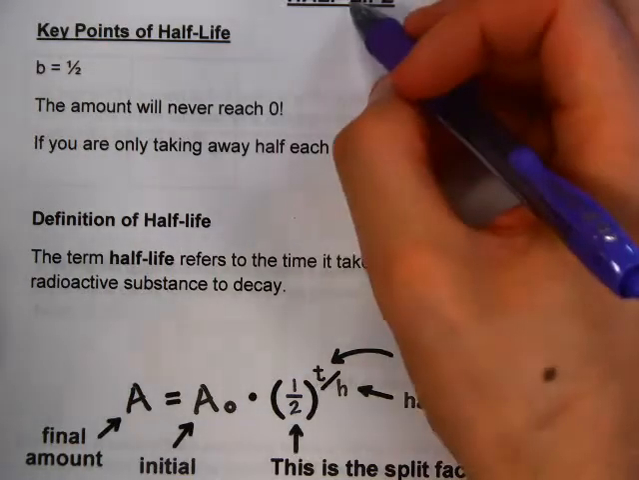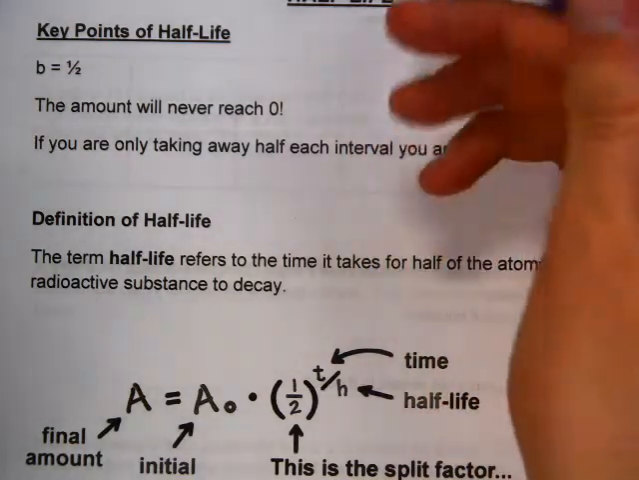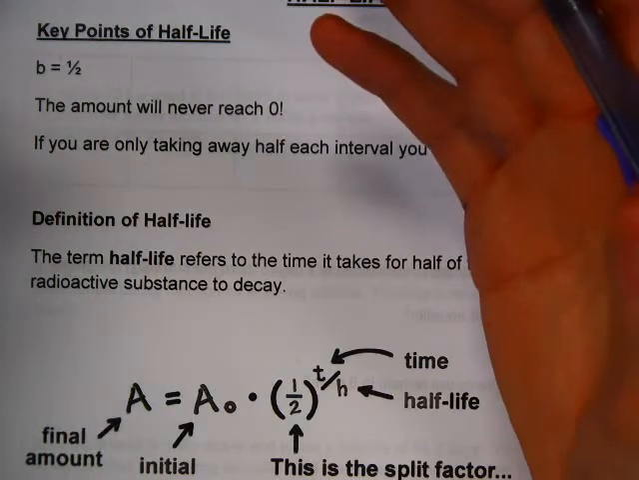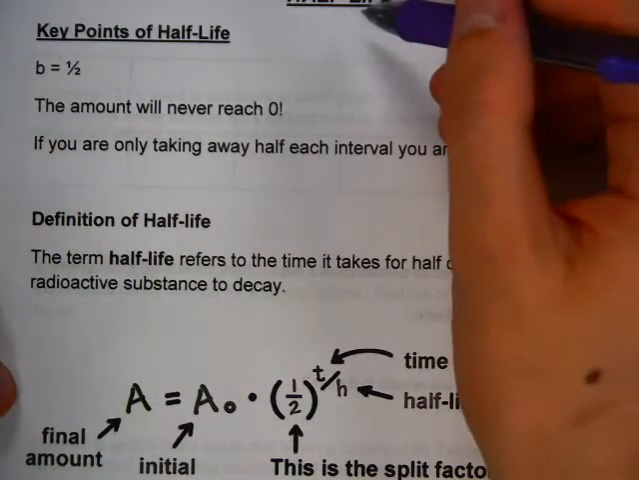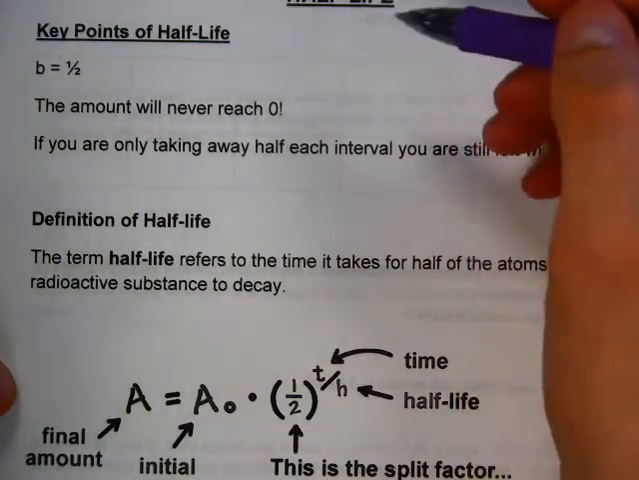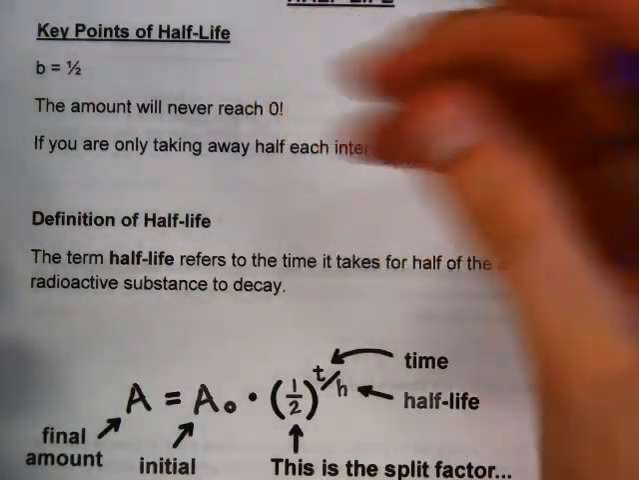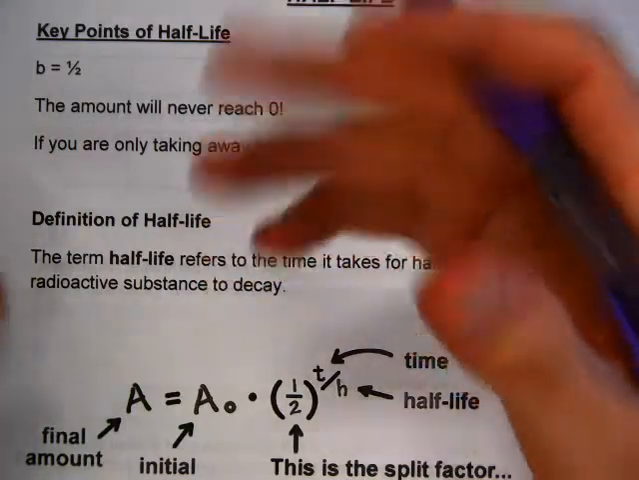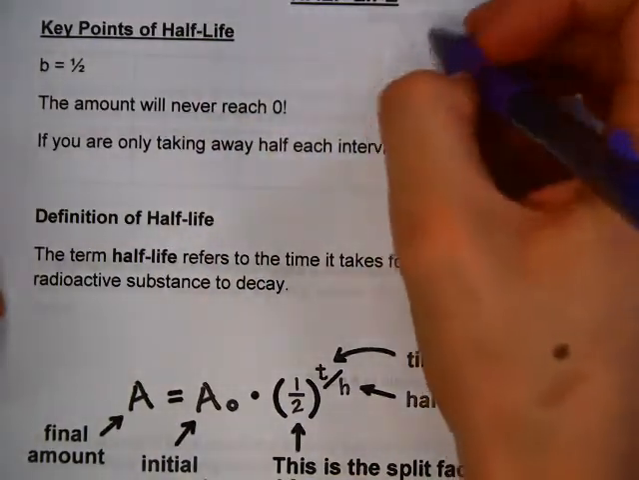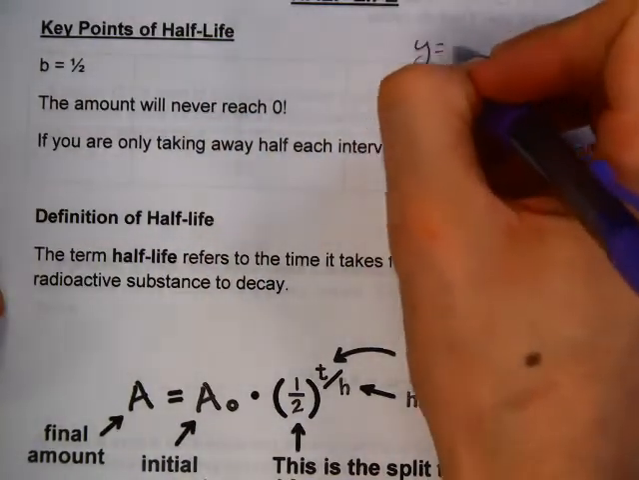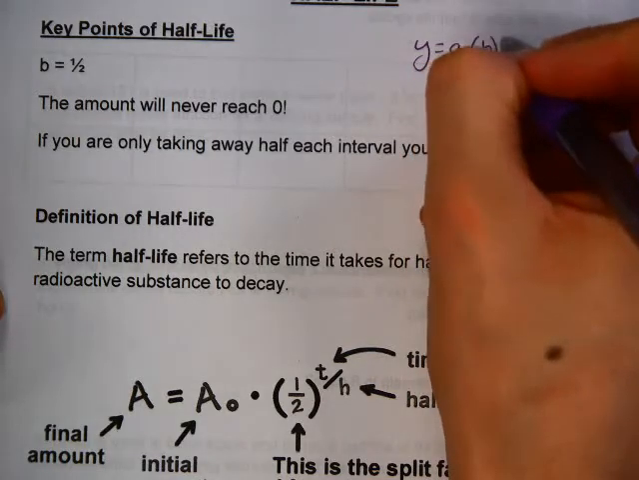If, for instance, the half-life of a certain radiation is 1 day, that means in 1 day the amount of radiation will be half. After 2 days it'll be half of that, and then it'll continue to go down. So we're going to model this using the same exponential model that we always use.